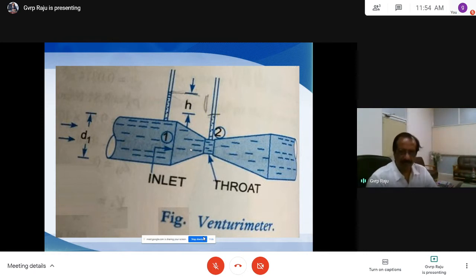This is the diverging section here. So this is the inlet, convergent cone, throat and divergent section.